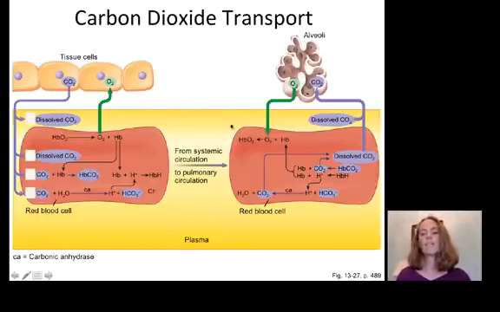So here's a picture of that in your textbook. So the tissues are producing carbon dioxide. Carbon dioxide will dissolve in the plasma, but a portion of that dissolved carbon dioxide will enter the red blood cells. Once it enters the red blood cells, it will go through the reaction to form bicarbonate. The bicarbonate that is formed is because of carbonic anhydrase. Carbonic anhydrase makes this reaction go faster so that a lot of bicarbonate is formed, and then it will use chloride to put bicarbonate back into the blood.